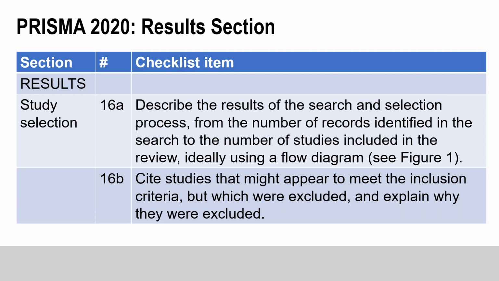We recommend people provide a description of the results of their search and selection process first off. So from the number of records identified to the number included in the review, ideally using a flow diagram, which I'll show on the next slide. And then also to cite any studies that might appear to meet the inclusion criteria, but which were excluded, and explain why. And that's really just a way to help you defend yourself against any accusations that you might have selectively excluded certain studies that most readers would expect to see included in your review.